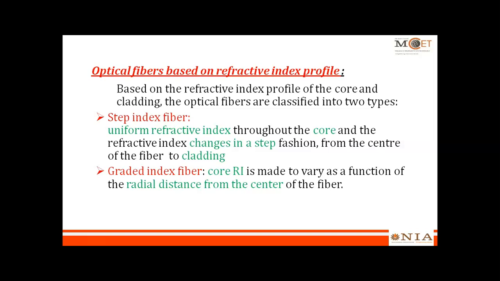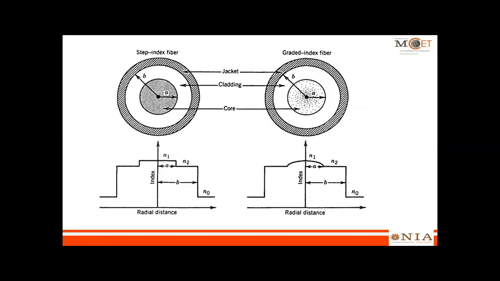Graded means the refractive index varies based on the radial distance, that is, as a function of the radial distance from the center of the fiber. In step index the refractive index is uniform throughout the core and changes only in the cladding by a step, but in graded index we vary the refractive index value from the center of the axis as a function of radial distance. This is the diagram with radial distance. Step means only step by step, but graded means we vary as a function of radial distance. That is the difference.